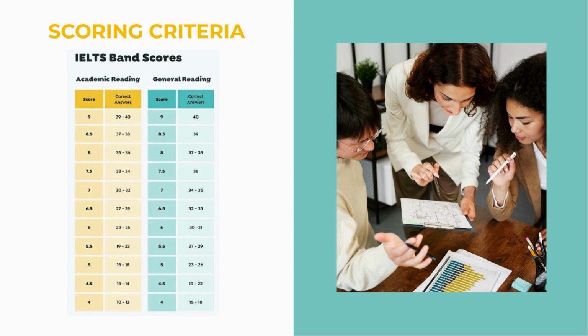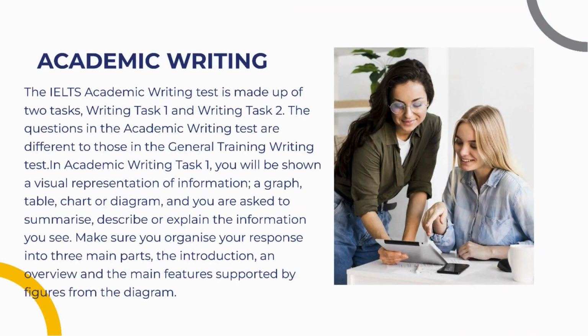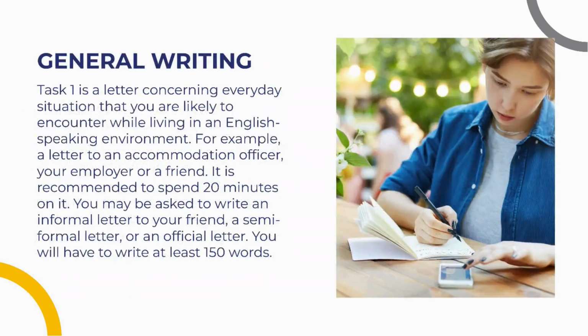Now let's move toward the academic writing. In academic writing, you will get 2 tasks, that is task 1 and task 2, which is the same in general writing also. But the key difference between academic writing and general writing is task 1. In academic writing, you will get task 1, which could be a bar graph, line chart, pie chart, table or map.